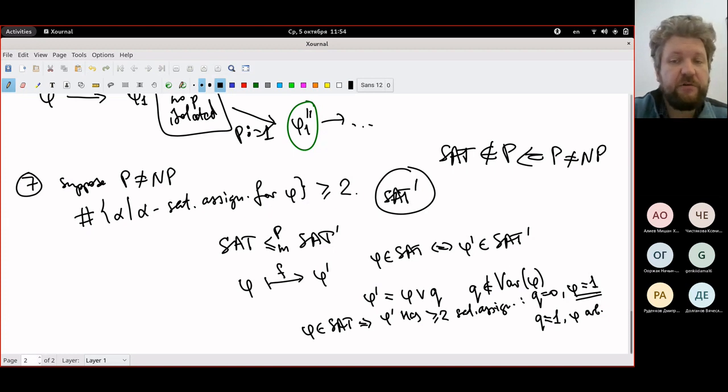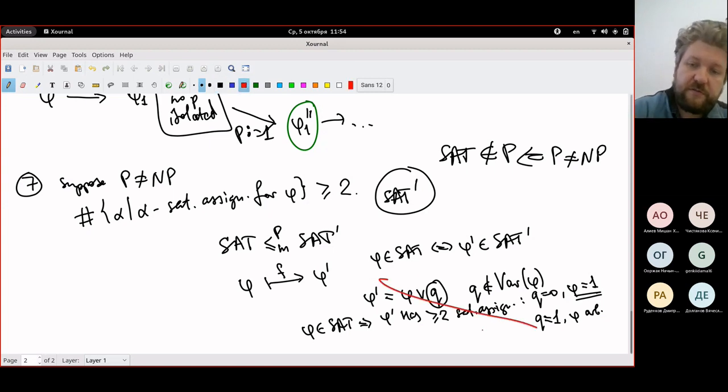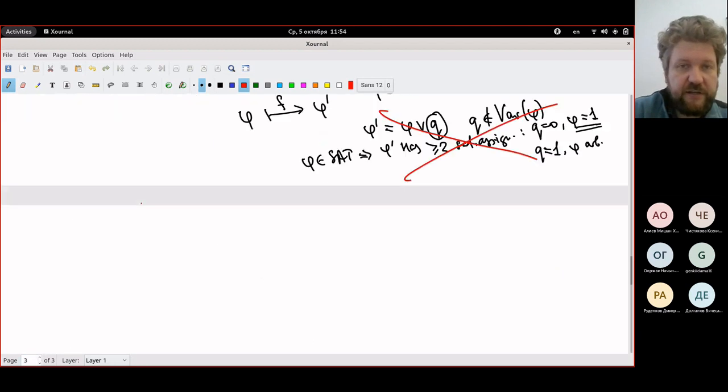But this is a problem because the backwards direction will not work. Because this formula has many assignments. If you make q 1, then it's bad, right? So this is not a good solution. We need to augment it a bit. And let's try it like this.